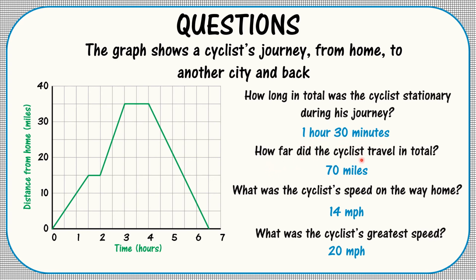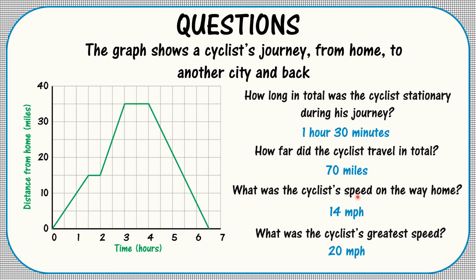How far did the cyclist travel in total? So again, from this point to this point, he traveled 35 miles. And from this point to this point is another 35 miles. So in total, he traveled 70 miles. 35 miles going away from his home, and then 35 miles going back to his home.